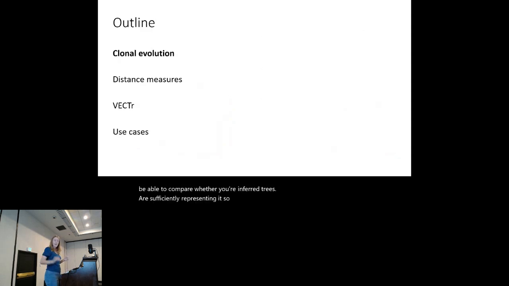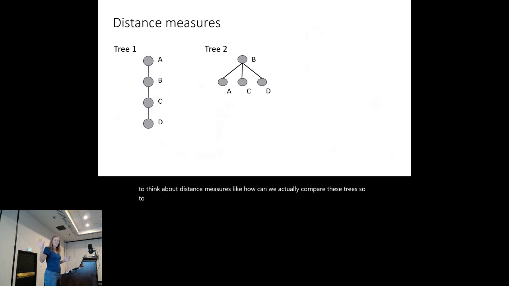So that's clonal evolution, and now that brings me to thinking about distance measures, like how can we actually compare these trees? To walk you through a bit on this, I'll be working with these two very small example trees. Now the mutations are labeled with letters on the nodes rather than shapes, but it's the same idea. And you'll notice that both of these trees have the same set of mutations, but their topologies are different.